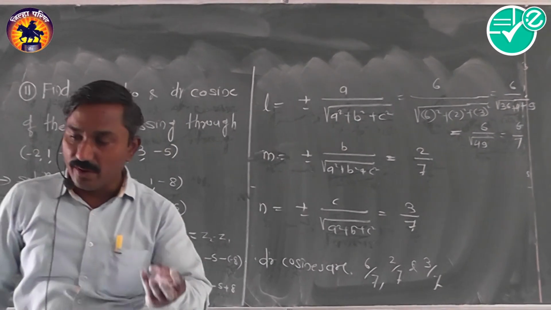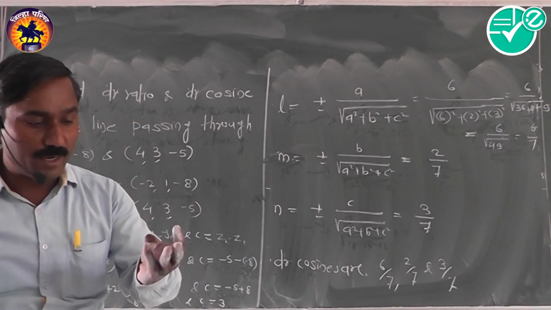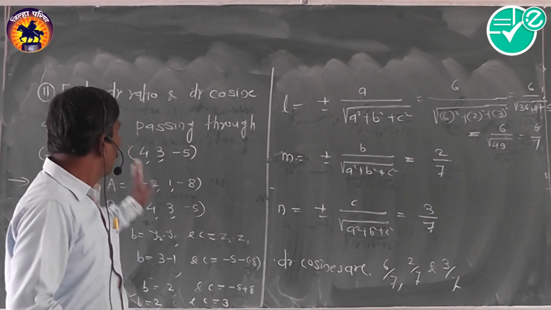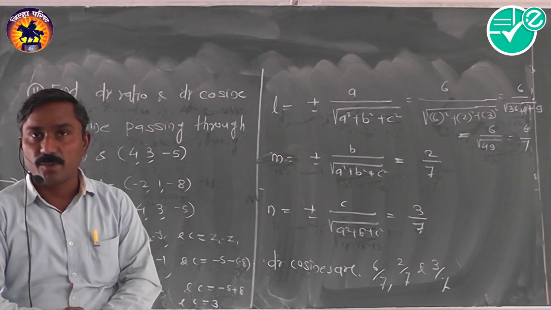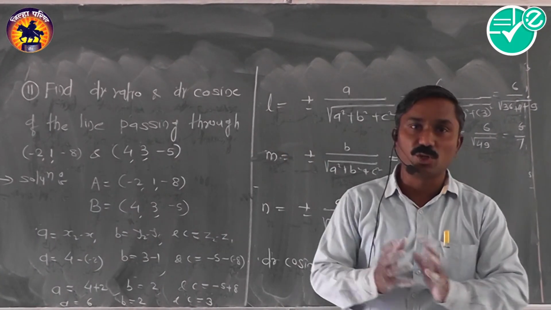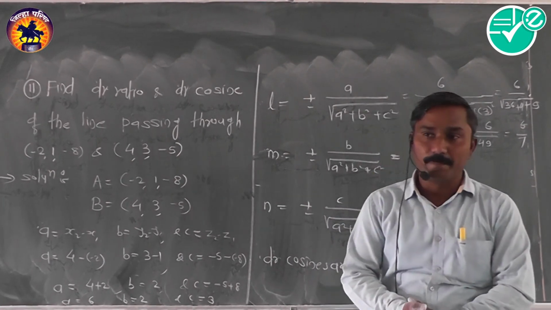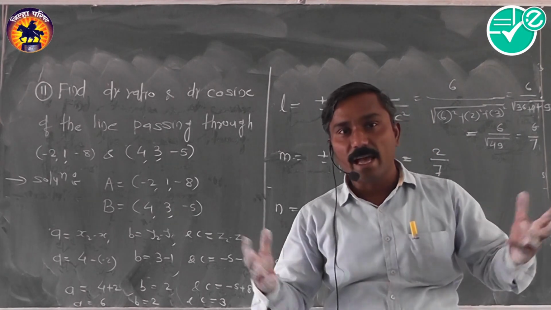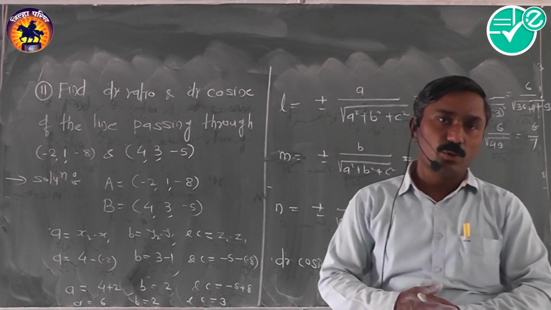Now we can find the direction ratios and direction cosines of any line using that formula. So this is the relation between the direction ratios and direction cosines of a line. We shall stop here. Next time we will see the angle between two lines.